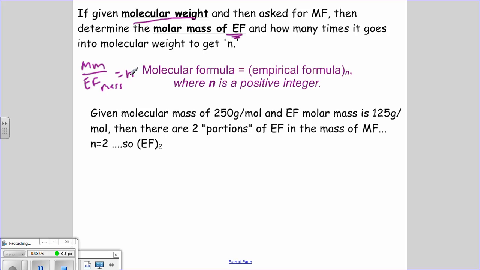to get you a number called N. And then what you do is you take the EF, the empirical formula, and then you multiply each subscript by N to give you the molecular formula. It's just a multiple of it.